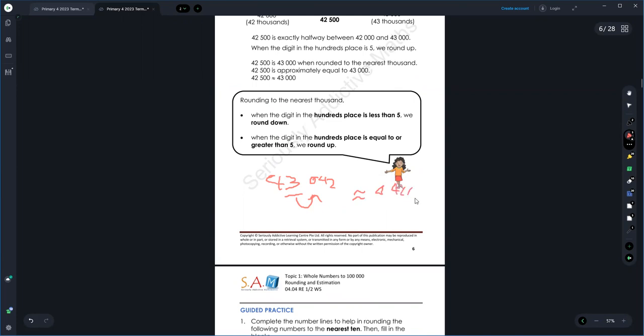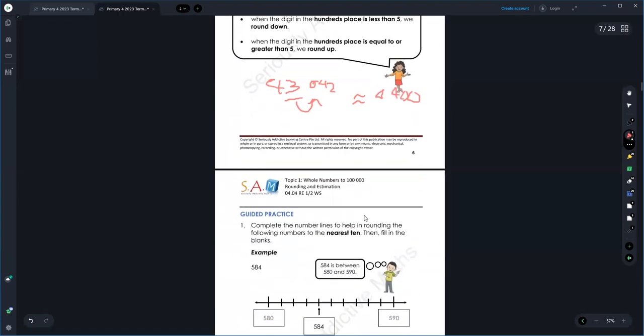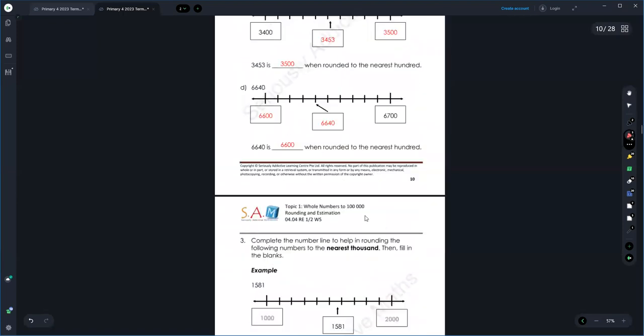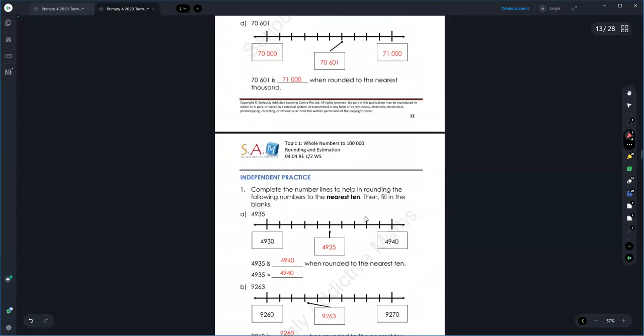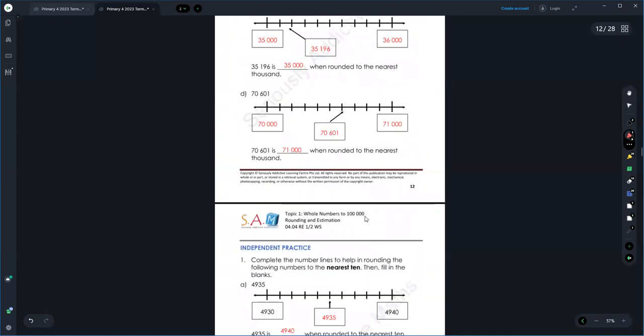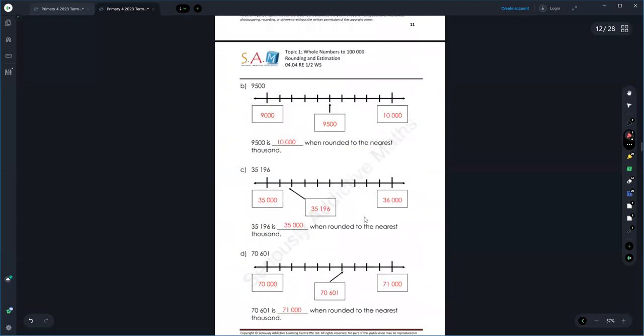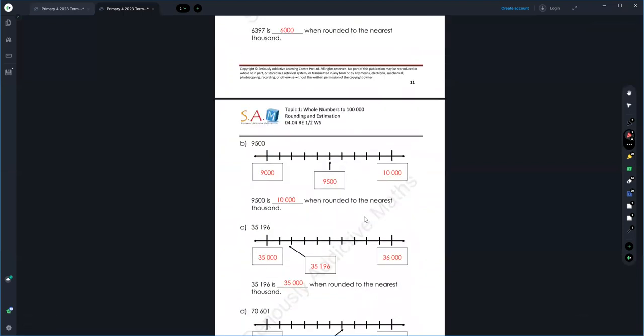All right, so you can use your own example. You don't have to use the text, the materials, to show them how to do it. Okay, and then get them to do all the guided practice. It's quite a lot here, right? Number line. In fact, all these are using number line.